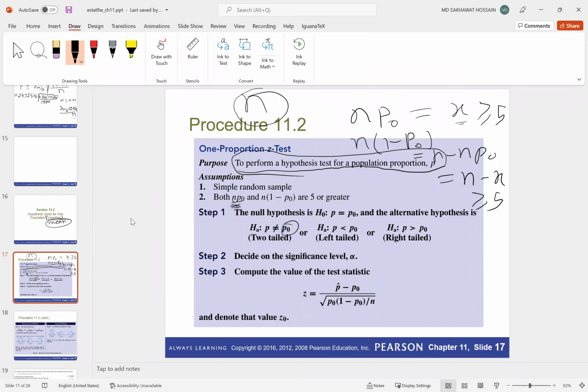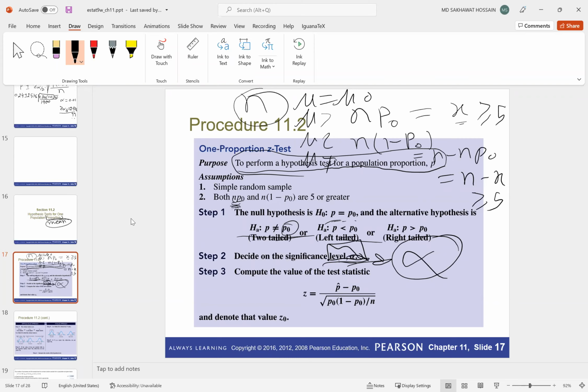Okay, so the next step is to decide the significance level alpha. So it's similar actually. First, you will write the hypothesis. Previously you wrote the hypothesis in terms of the mean. So you wrote mu equal to mu0 and mu less than, greater than, or not equal. But here we are doing a hypothesis test about the proportion. So that's why we're writing P is equal to P0, the hypothesized value, and then P less than P0 and P greater than P0. Then you have to decide the significance level alpha.